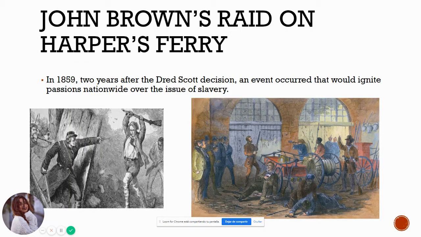Now, John Brown's raid on Harpers Ferry. This was an effort by abolitionist John Brown to initiate a slave revolt in southern states by taking over a USA arsenal at Harpers Ferry. It has been called the dress rehearsal for the Civil War.